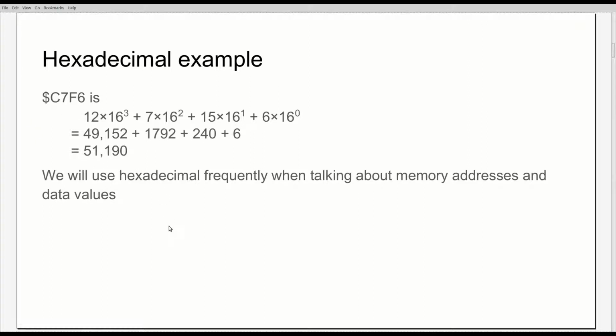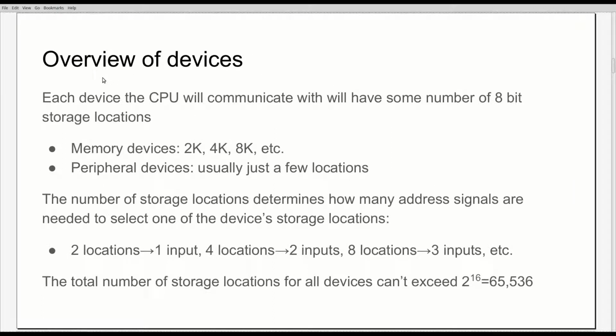So we will be using hexadecimal notation quite frequently. Let's talk a little bit more about the characteristics of the devices that the CPU will be communicating with. The main idea is to understand that each of these devices contains some number of 8-bit storage locations. How many storage locations there are will depend on what type of device we're talking about. Memory devices typically have a larger number of storage locations, perhaps 1K, 2K, up to maybe 32K or 64K.